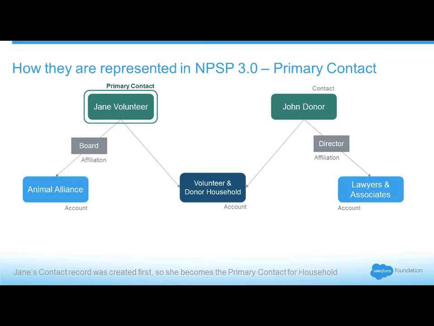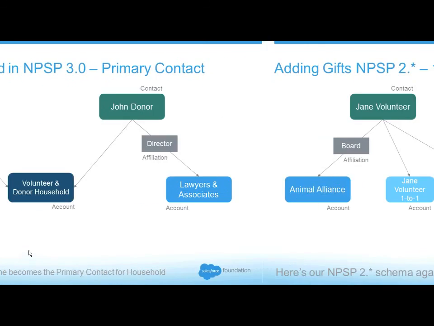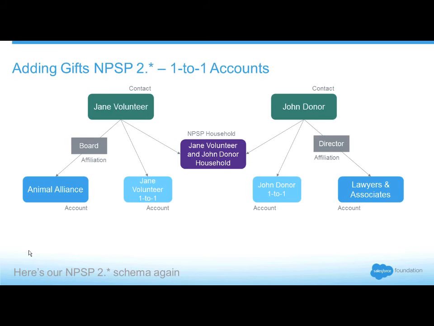Okay, so I need to stick to one model because of donations, but why? Well, let's add some donation information, or as it's known in Salesforce terminology, opportunities, and let's see what a difference that makes. Okay. So you remember this layout, Ashima. This is the one-to-one account model again.